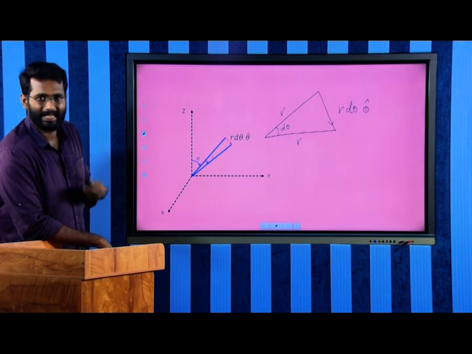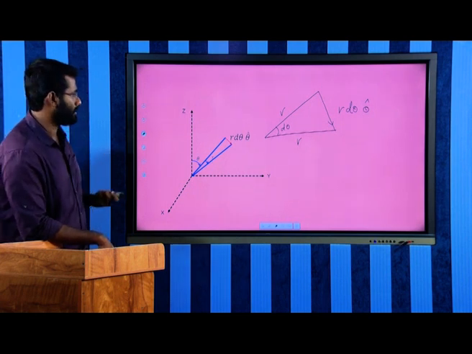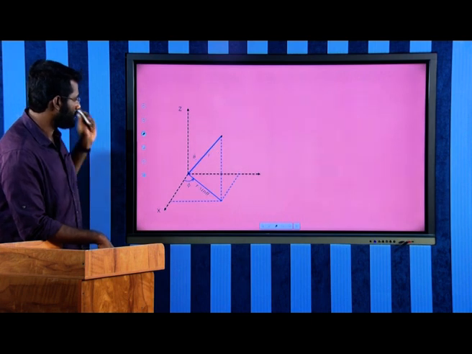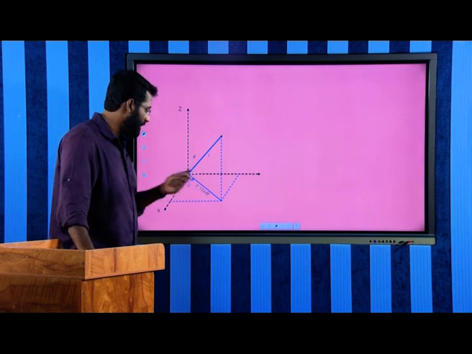Now, let us go to the next one, that is, the variation of phi, and what it causes. So, this is the case of phi. Now, we have a phi here, and this is r sin theta.